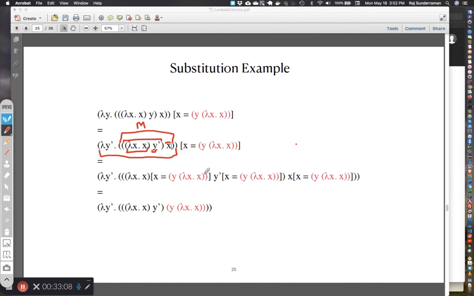The lambda x dot x is also easy because this is case number 4, a bound variable, where you try to replace the bound variable, which does not change the lambda x dot x. So lambda x dot x remains the same, y prime remains the same, but this x changes to that. Of these three terms, lambda x dot x, y prime, and x, this x is free, and that's why it gets replaced in the final answer.